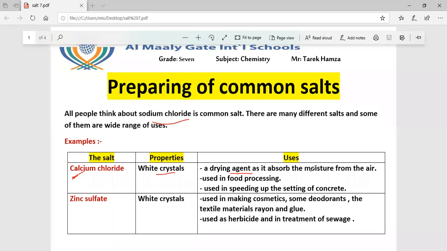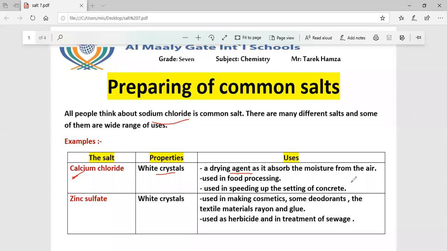Again, calcium chloride's property is white crystals. The first use of calcium chloride is as a drying agent. Why is calcium chloride used as a drying agent? Because it absorbs the moisture from the air. The second use is in food processing. Number three, it is used in speeding up the setting of concrete.